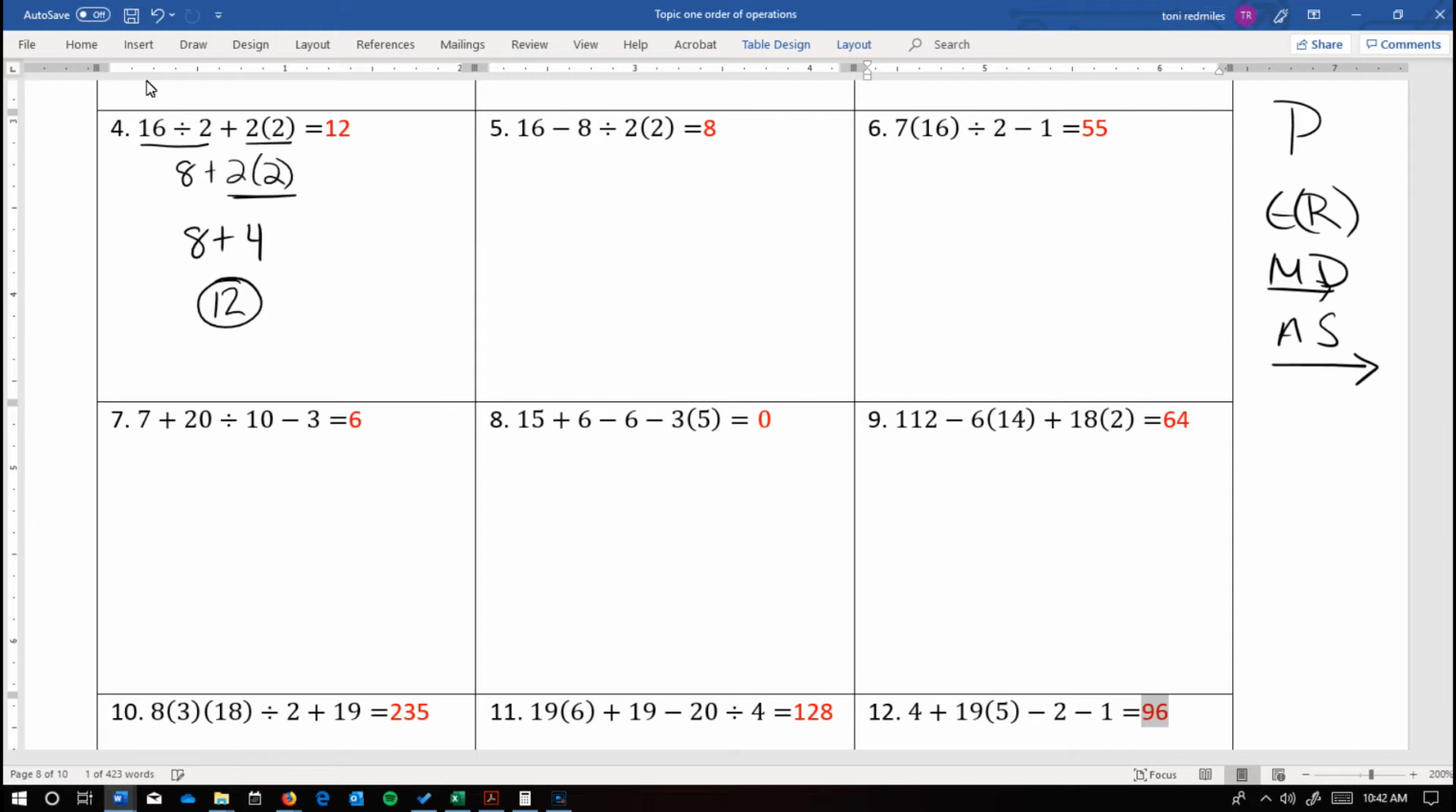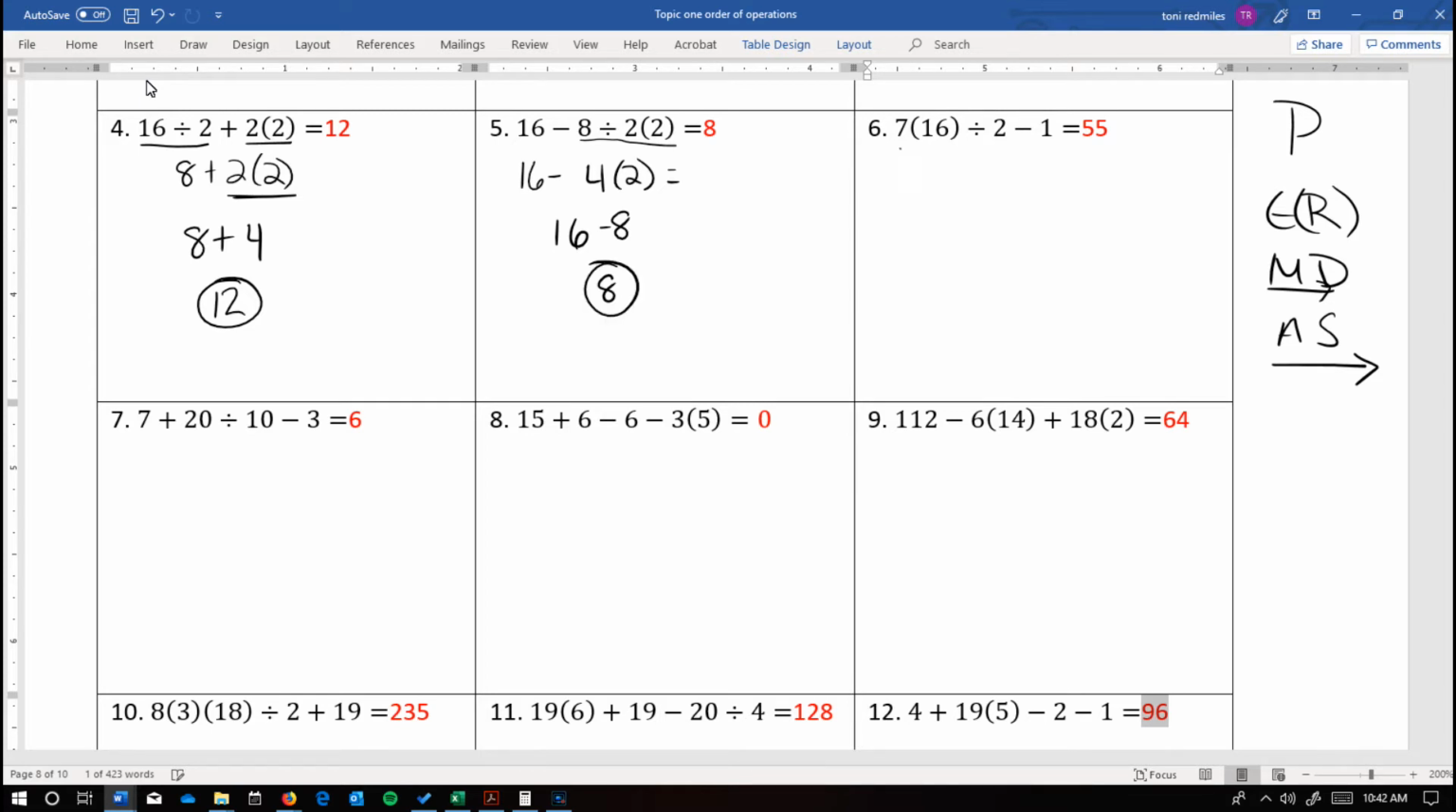All right, the same thing here, no parentheses, no exponents, but I do have multiplication and division. The division comes first, so I do it first. 2 goes into 8 4 times. All right, and 4 times 2 is 8. Now I can do this subtraction. Well, 8 from 16 is 8.